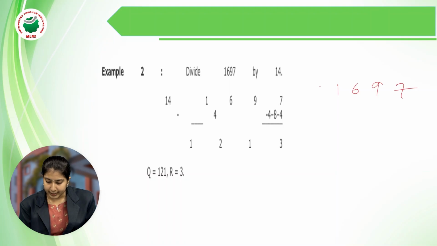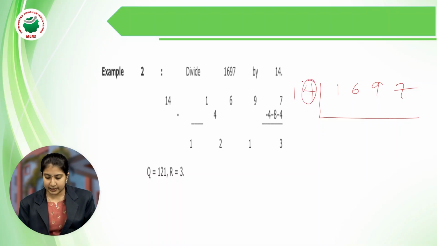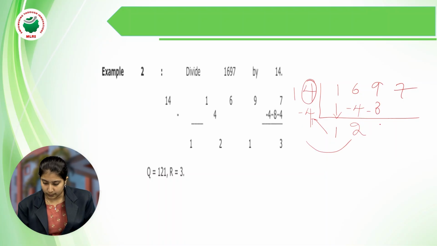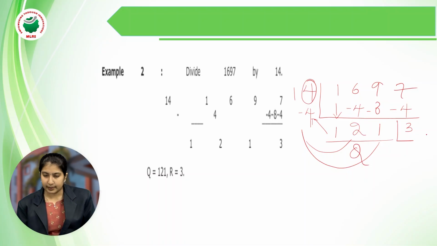1697 by 14. Again I will take the single digit number, that is the ones place, -4. This number I will take down as usual. Now 1 into -4 is -4, so 6 minus 4 will give me 2. Again -4 into 2, that is -8, which gives 1. Again 1 into -4 will give me -4. So the answer here is 3, which means 121 will be the quotient and 3 will be the remainder.